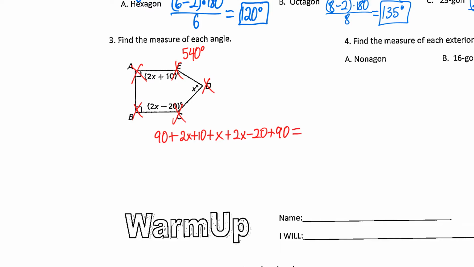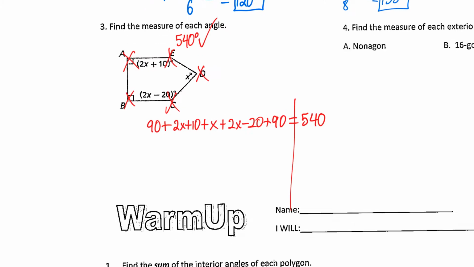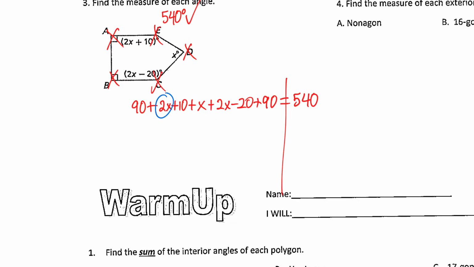Okay, so I added up all 5 of those angles. And when I add up all 5 of those angles together, what are they going to equal? 540, what we talked about up here. And then from there, it's just solving for x. So let's combine like terms. We have 2x, 1x, and 2x. How many x's is that? 5x.